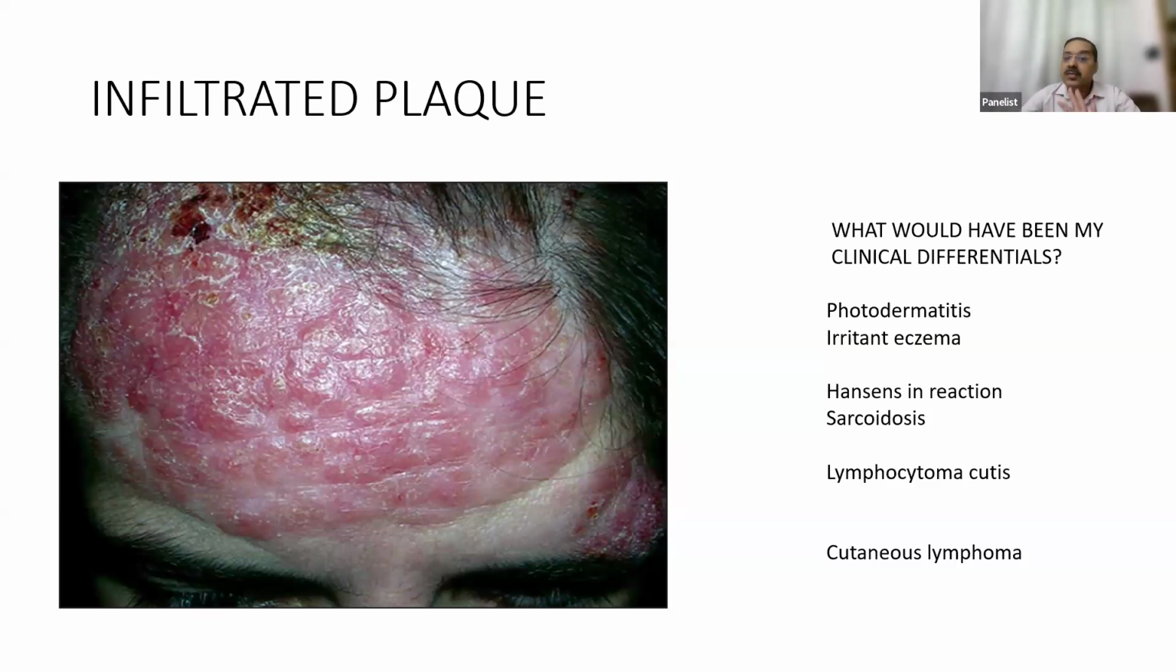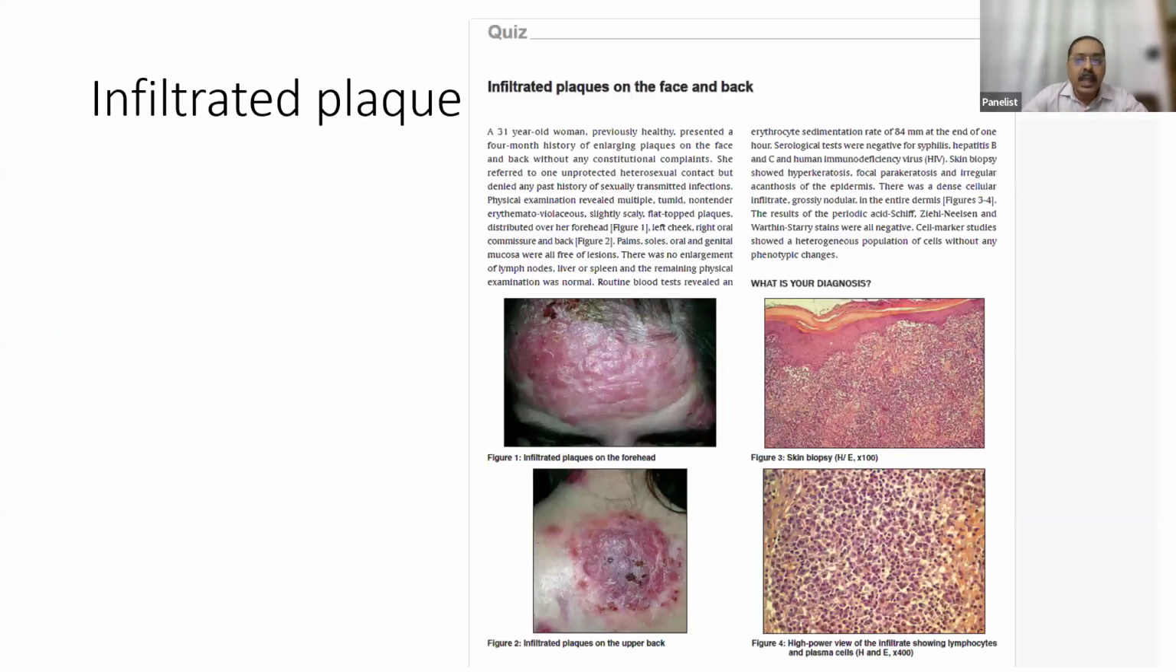Lymphocytoma cutis and cutaneous lymphomas are very big mimickers, and therefore we'll always be alert to the possibility of a lymphoma. So if I were to write my differentials, I would say photodermatitis, irritant eczema, Hansen's reaction, and cutaneous lymphoma. Those would be my diagnoses. But this is actually a quiz case in our journal.